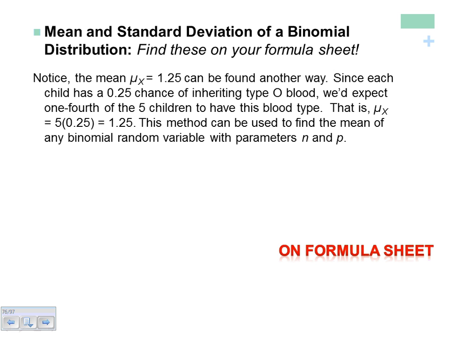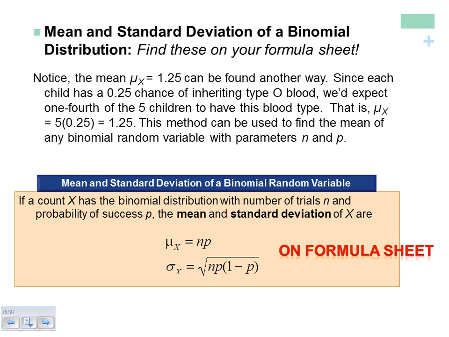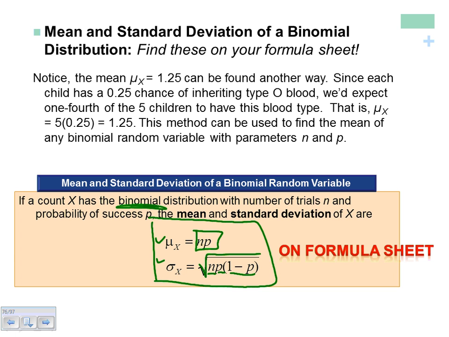All right, mean and standard deviation of a binomial distribution, and you can find these on your formula sheet. Your mean is just the number times the probability. And your standard deviation is the square root of the number times the probability of success times the probability of failure. Again, these are on your formula sheet under binomial, so it's nice and easy to keep track of.